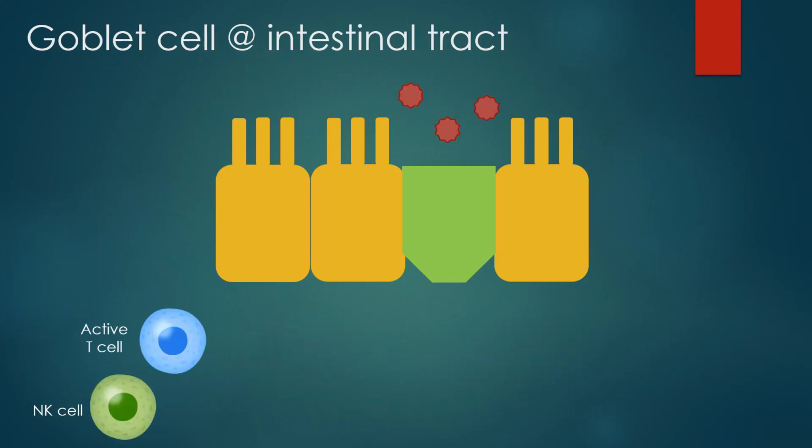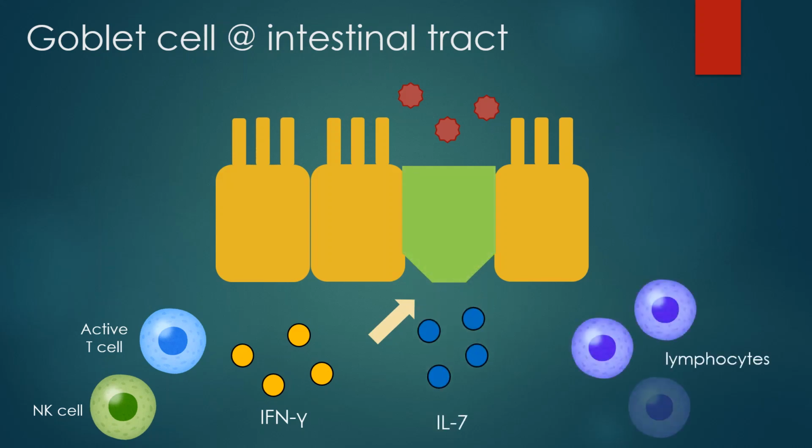In addition, goblet cells have a function of producing cytokines such as interleukin-7. These cytokines are a factor in increasing lymphocytes. When active T cells or NK cells have released cytokines such as interferon gamma, goblet cells produce interleukin-7 and other cytokines. As a result, goblet cells induce the increase of lymphocytes.